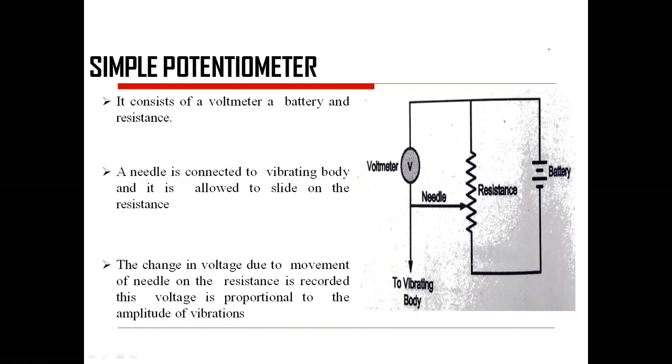So it consists of a voltmeter, a battery, and a resistance. A needle is connected to a vibrating body and it is allowed to slide on the resistance. The change in voltage due to movement of the needle on the resistance is recorded. This voltage is proportional to the amplitude.